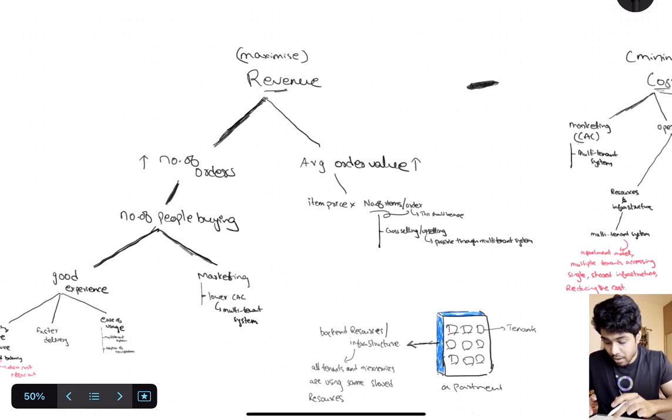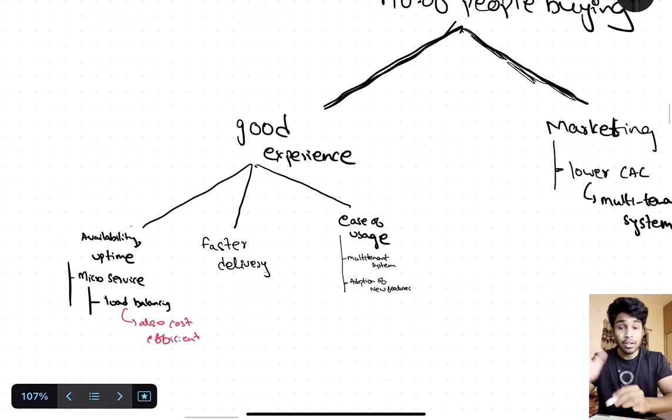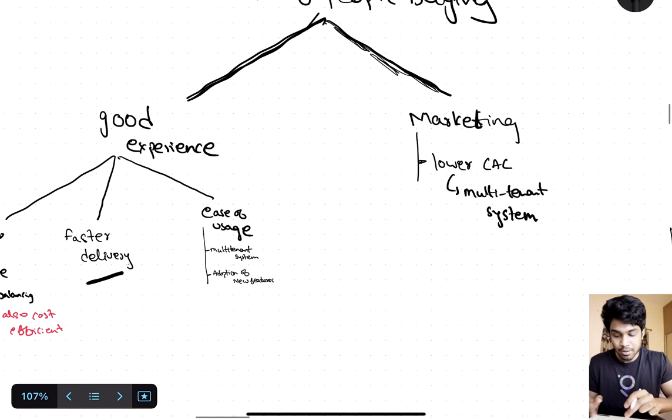And back to faster delivery. Okay, we'll talk about faster delivery in the cost section. We'll do this later. So, ease of usage. Yeah.